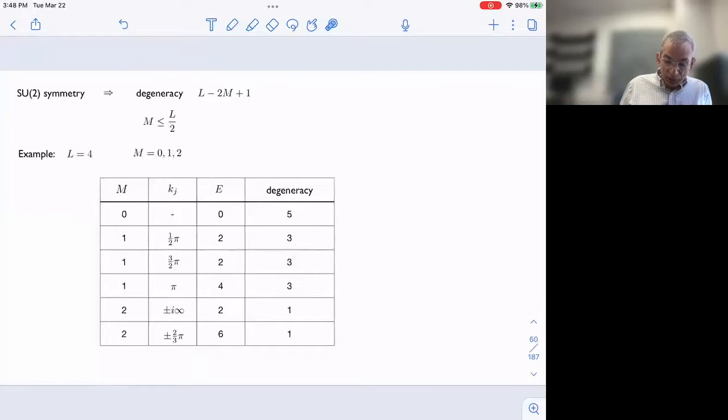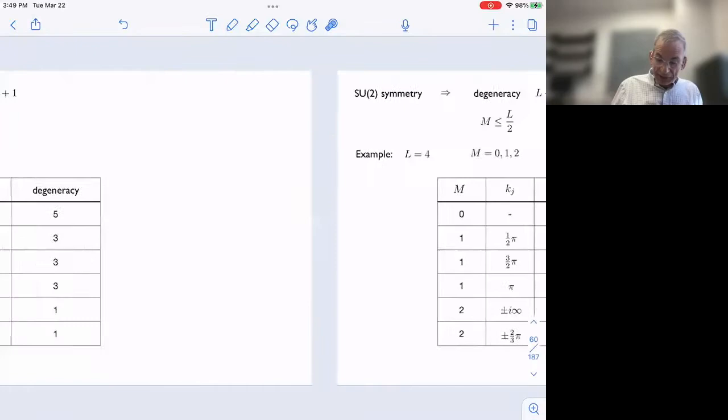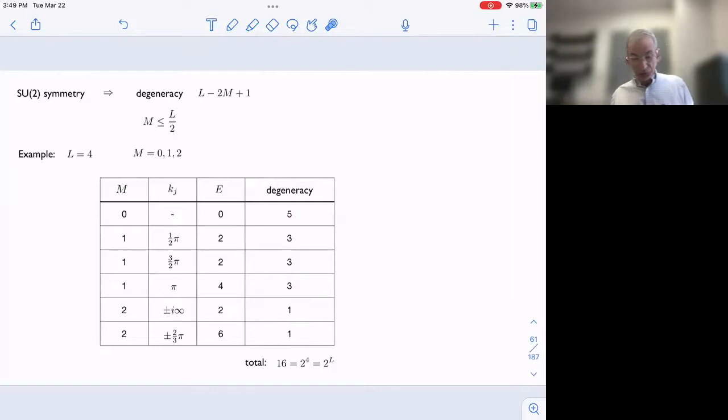And finally, when m equals 2, it turns out there are 2 solutions of the Bethe equations. This one's a little bit strange. Let me not talk about it. And then there's this one. And then the energy is given here, and the degeneracy. Well, these are not degenerate, so 1. And if you sum these numbers, you'll get 16, which is 2 to the 4, which is 2 to the L. So in other words, we've accounted for all 16 eigenvalues of this Hamiltonian. And so we see that the Bethe ansatz, at least for this example, is complete. We can account for all the eigenvalues of the Hamiltonian. And that's basically how it works.